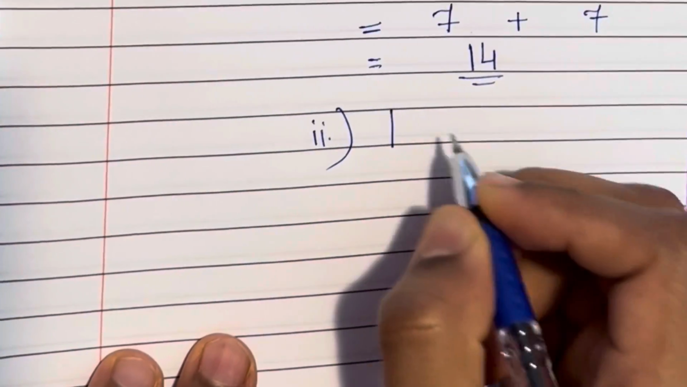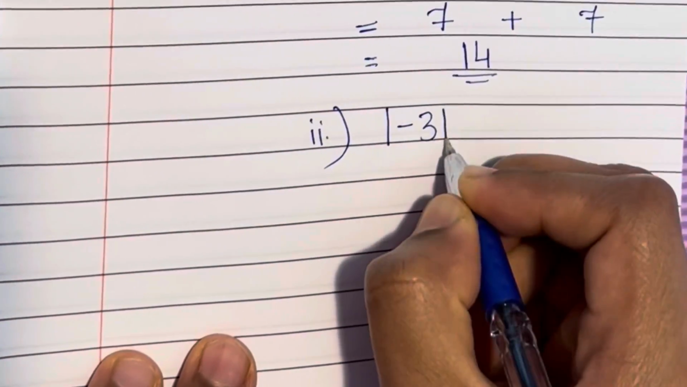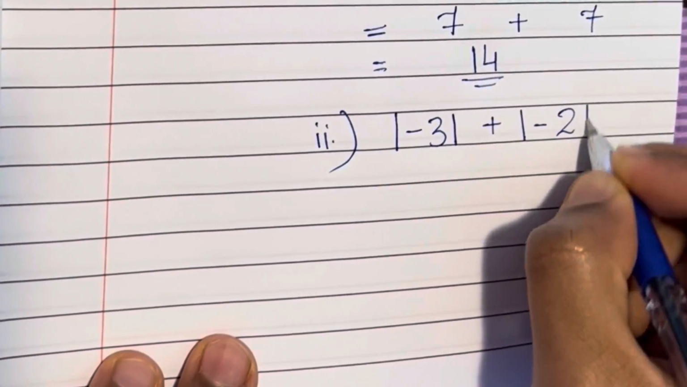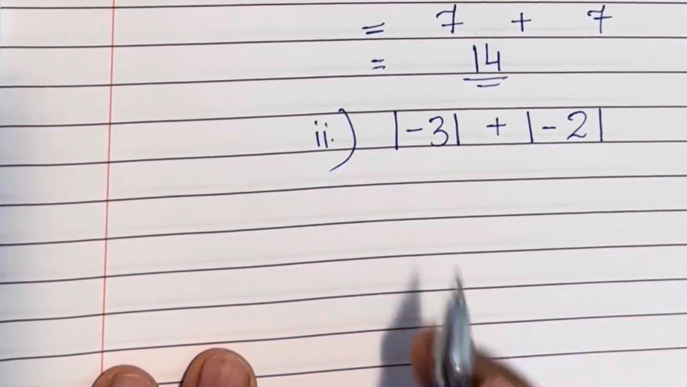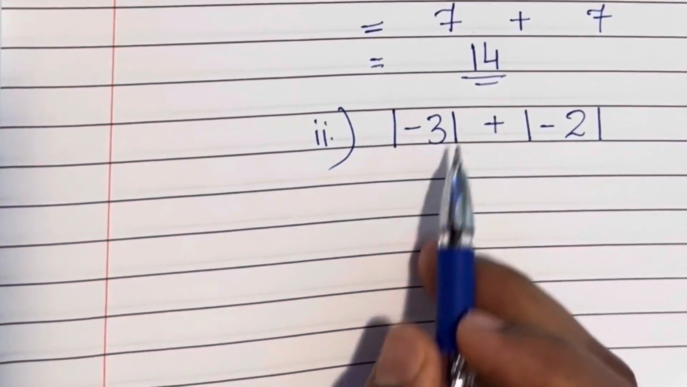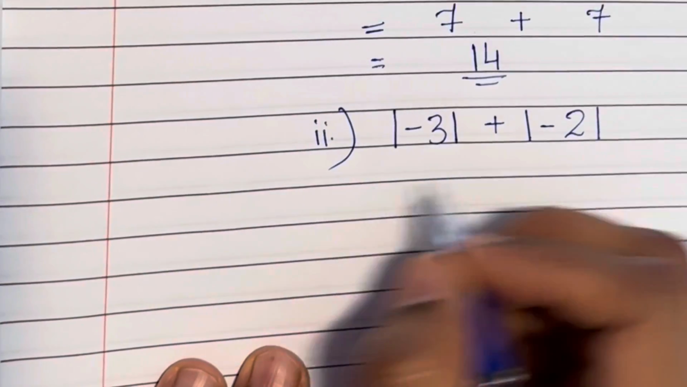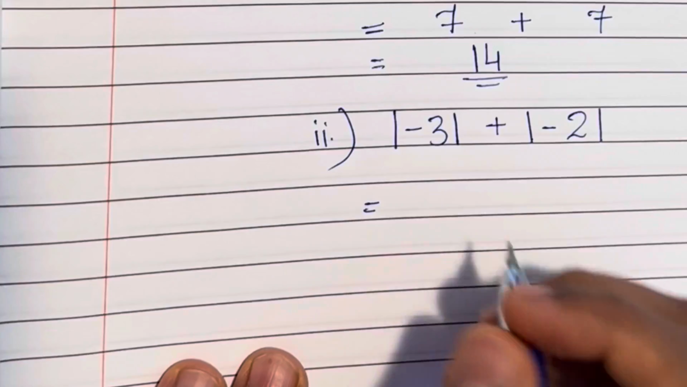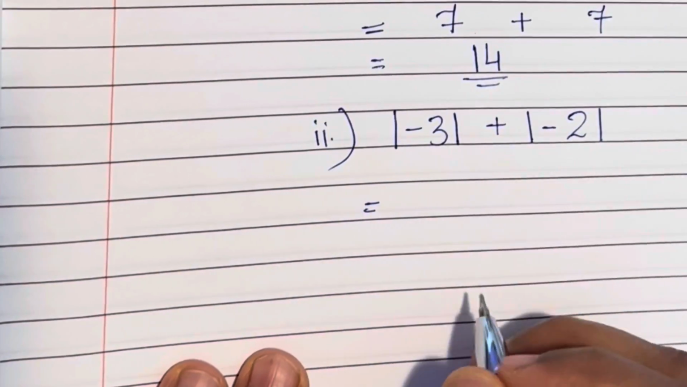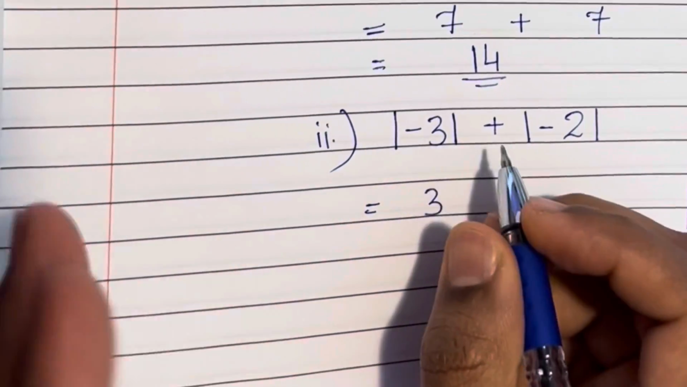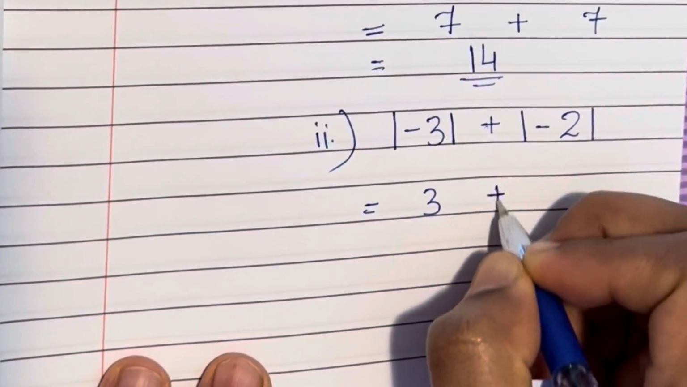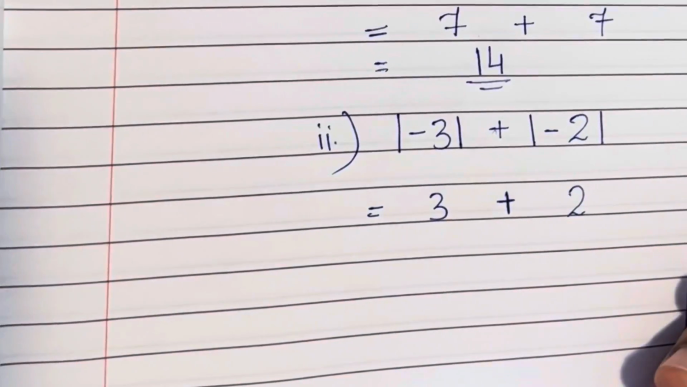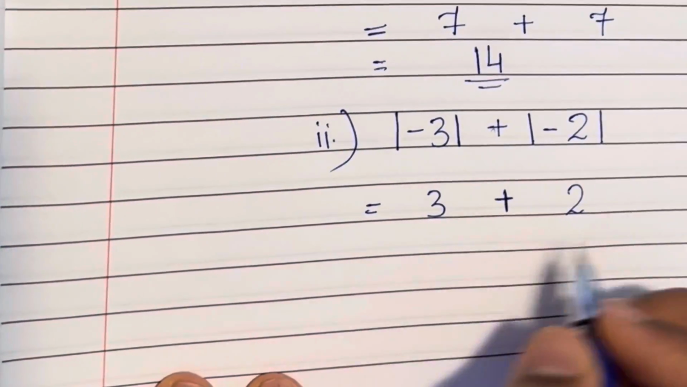Simplify modulus of minus 3 plus modulus of minus 2. Okay, this modulus means absolute value. It is denoted in modulus. Okay, the answer would be: modulus of minus 3 is, what is the absolute value of minus 3? It is 3, because we are not considering the sign, plus what is the absolute value of minus 2? 2.